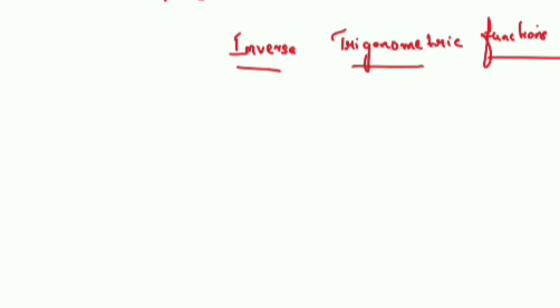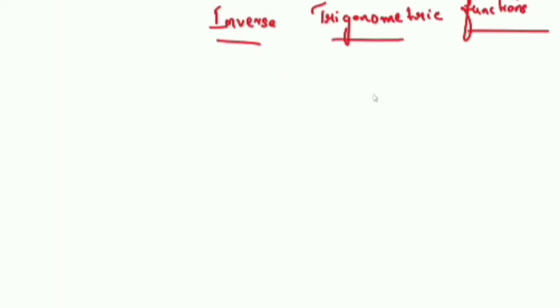Inverse trigonometric function. The inverse of a trigonometric function. To find the inverse, the function should be one-to-one and onto. If we can find the inverse of a function, then we say it is an invertible function. So when will you say a function is invertible? If and only if it is one-to-one and onto.